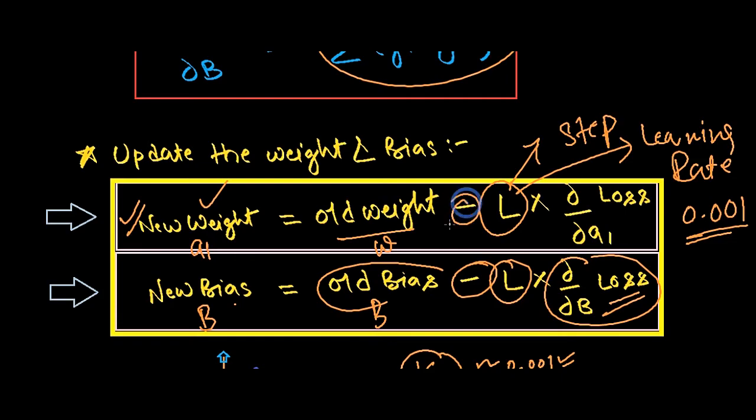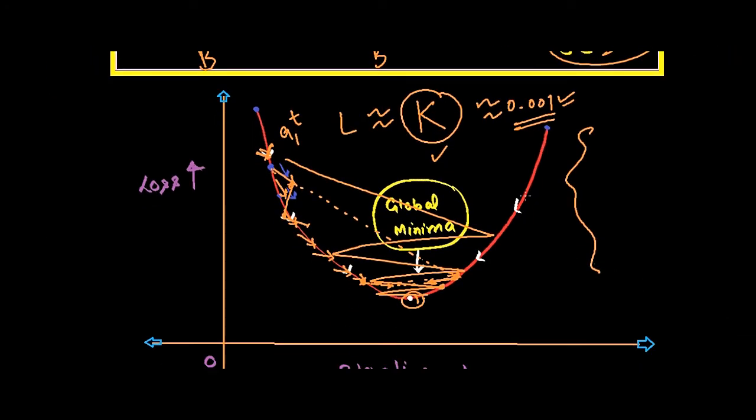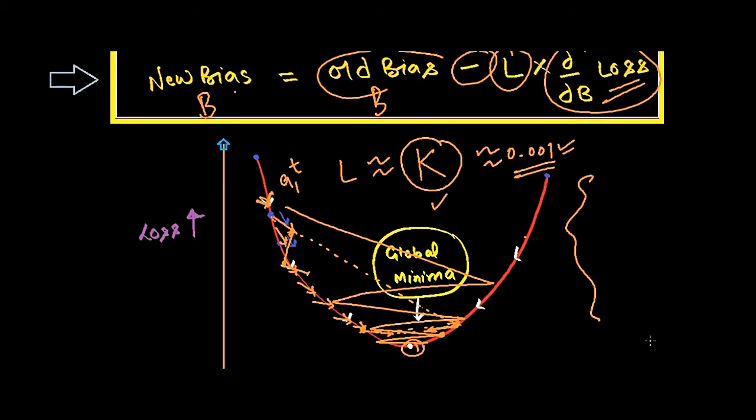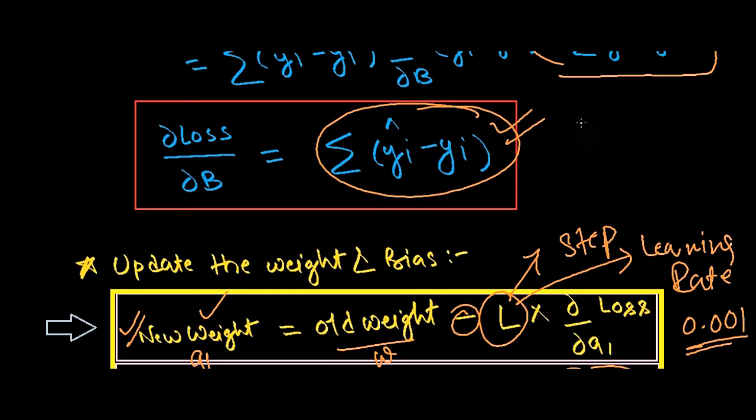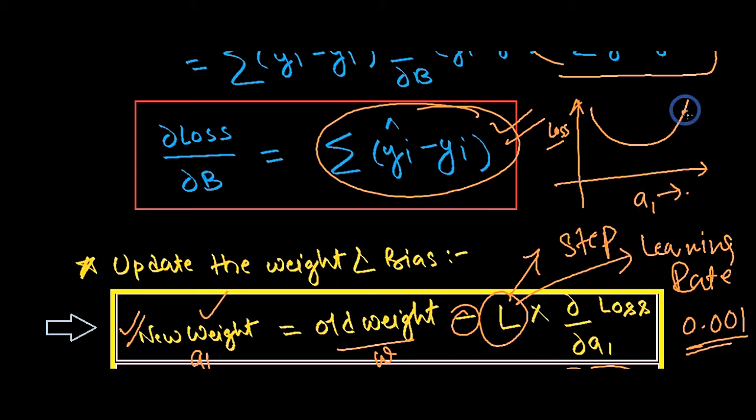Why this minus sign is here, they can ask. It's a very basic question basically. So let's suppose that this is the loss, and this is my A1, and we are at this position right now. Let's say this is A11 at this position. What will happen when we calculate the slope at this point? It will be tan theta, and some positive number will be there.